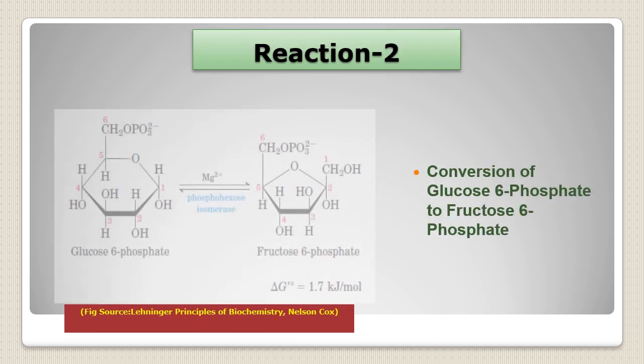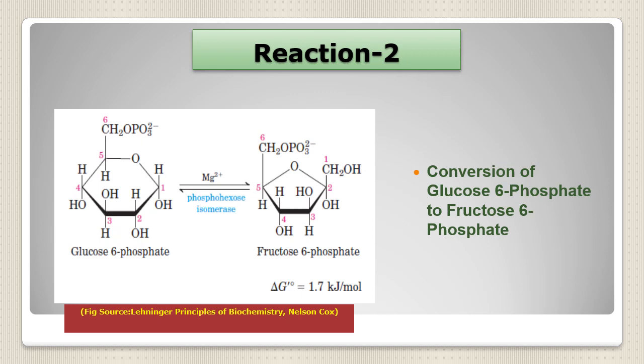Next, coming to reaction 2, here we can see that glucose 6-phosphate is converted to fructose 6-phosphate with the help of the enzyme phosphohexose isomerase, and here also magnesium ion is necessary.